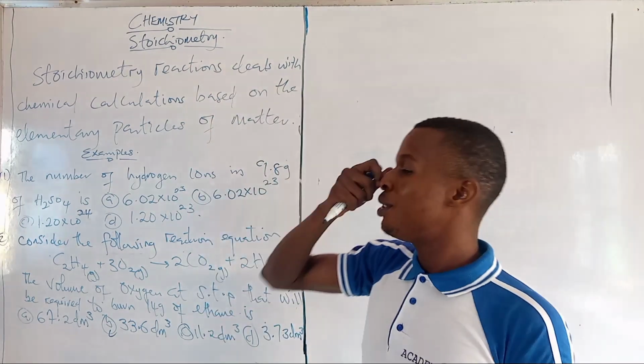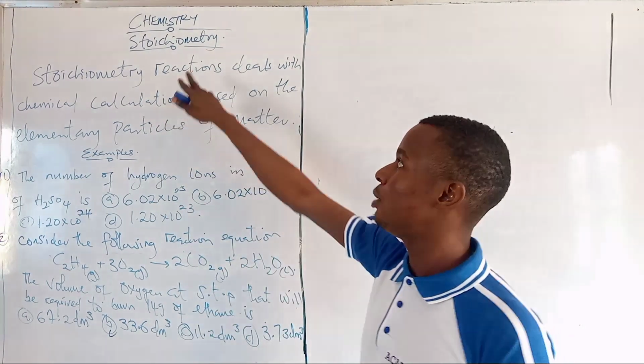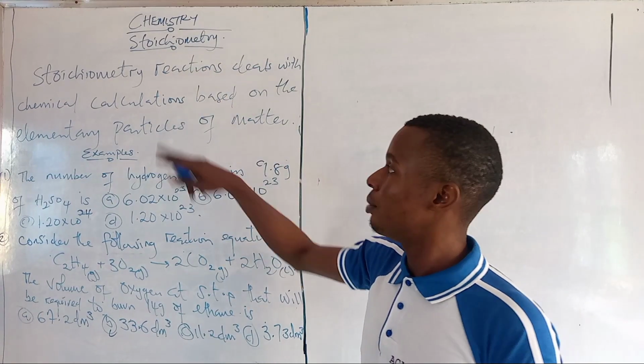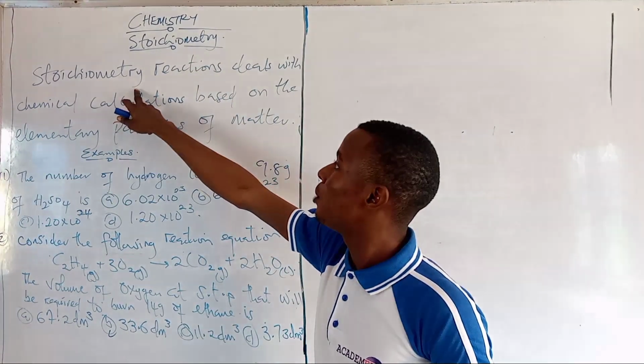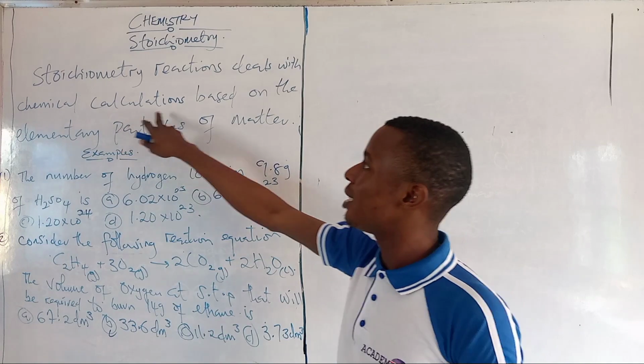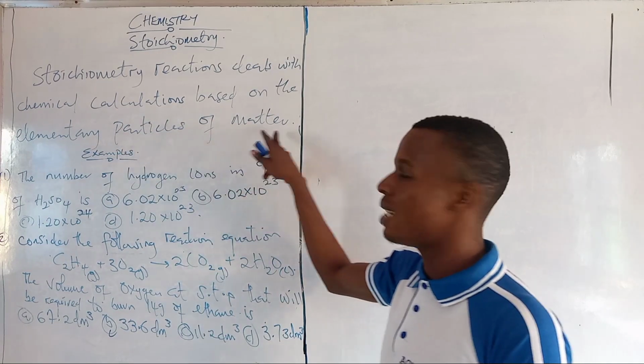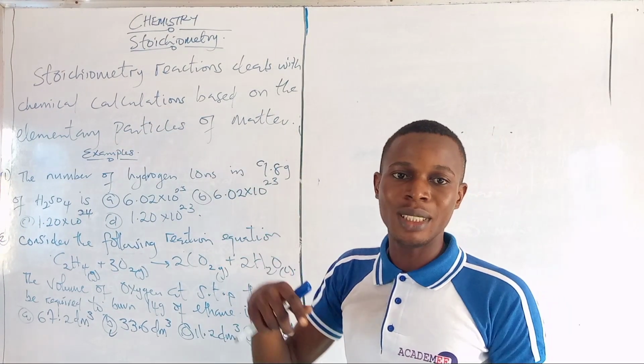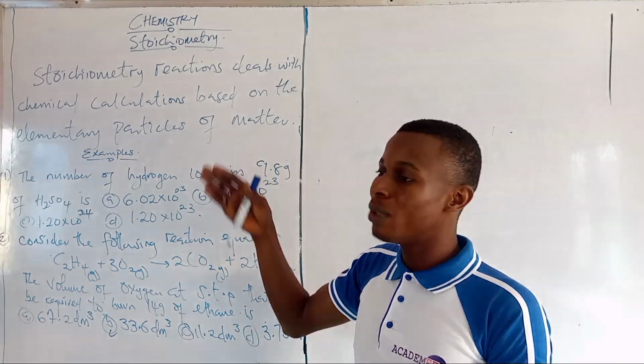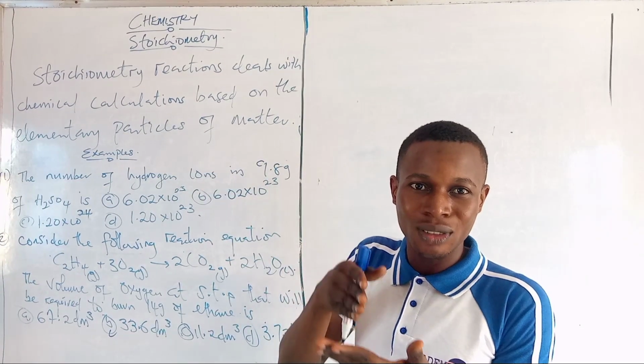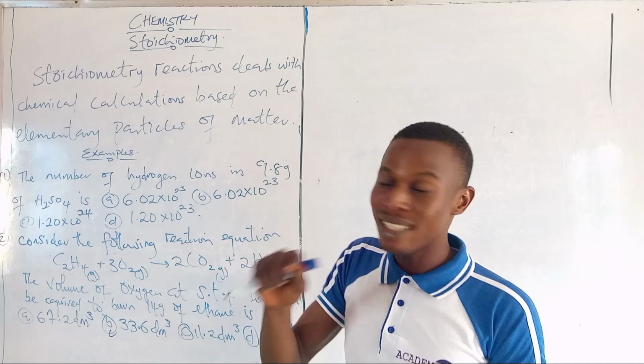So I'm here to take chemistry this very moment. The topic is stoichiometry. Let me start from the definition of stoichiometry. Stoichiometry deals with chemical calculation based on the elementary factors of matter. What do you mean by this statement? It means the calculation is based on the chemical equation, the balanced chemical equation.